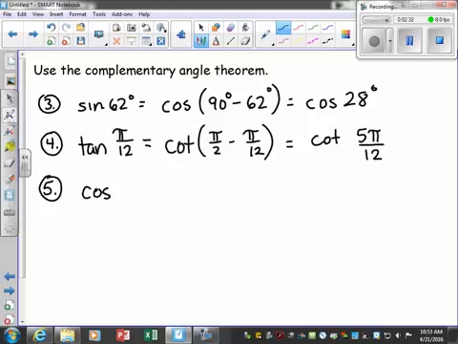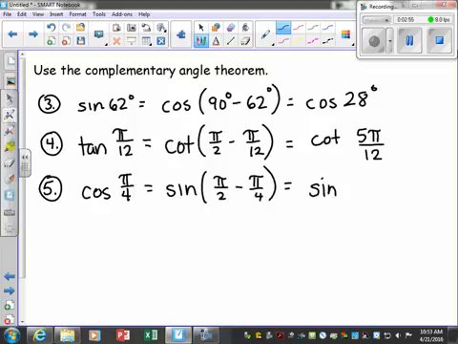Okay, let's try another one. Cosine of pi 4ths. What's the cofunction of cosine? Sine, good. And then we're still going to do pi halves because it's the equivalent of 90 degrees. Subtract out the pi 4ths. Once again, you'll do some scratch work to the side to get a common denominator and simplify. And then it should reduce to sine of pi 4ths.